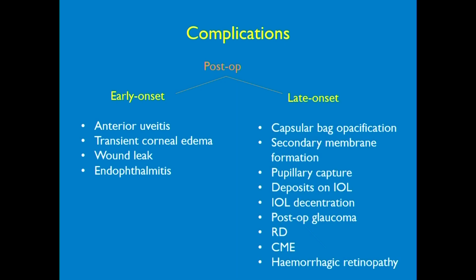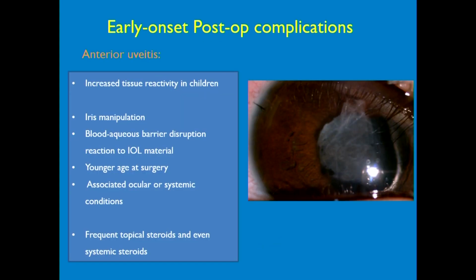And in the late post-op period, we have mainly capsule-related and lens-related complications, like visual axis opacities. These could be capsule bag opacification, secondary membrane formation, pupillary capture, deposits on the IOL, decentration, and probably one of the most important, which is post-operative glaucoma, and some less common ones like retinal detachment, cystoid macular edema, and hemorrhagic retinopathy.